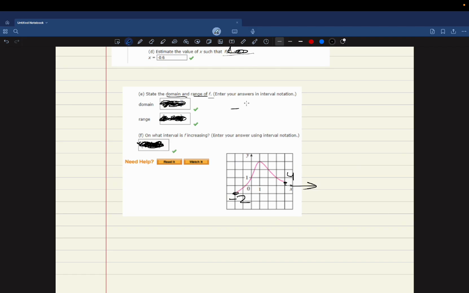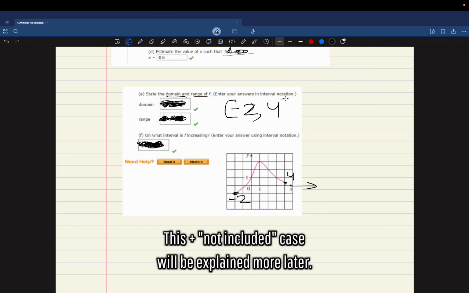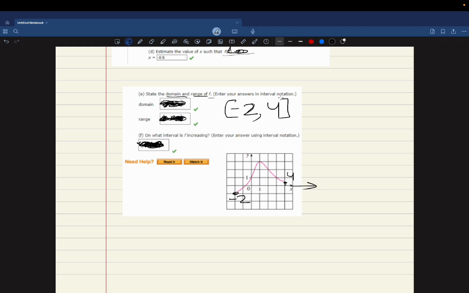So you can do -2 and then 4. So -2 is also included and then 4 is also included, because you can see it is up to here. So that's why we need to do this square bracket in this interval notation. So -2 and 4 is our answer. So I'll just reveal it.